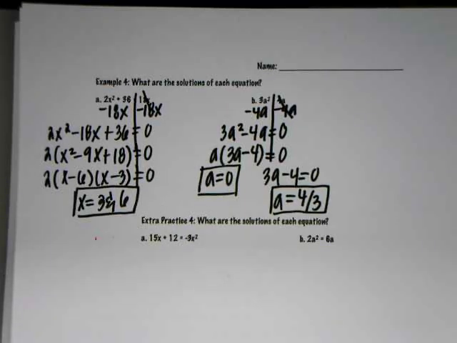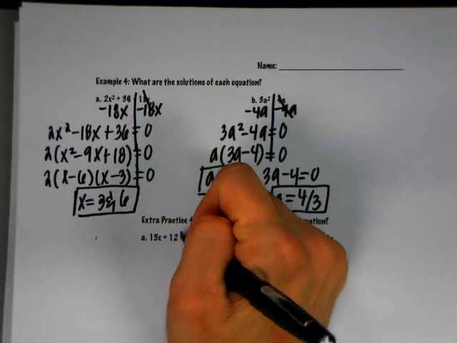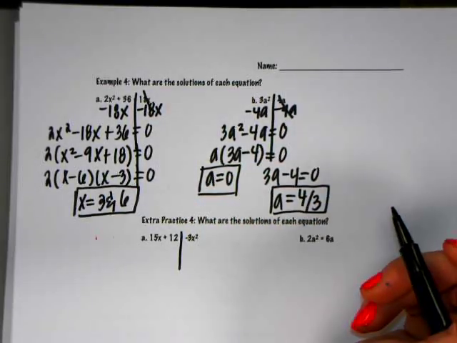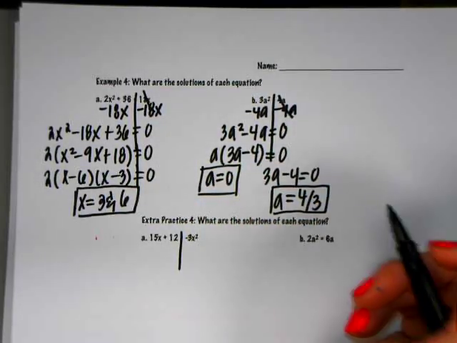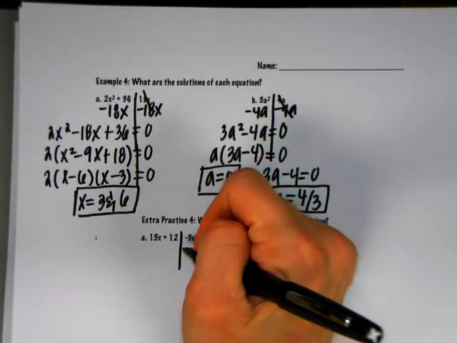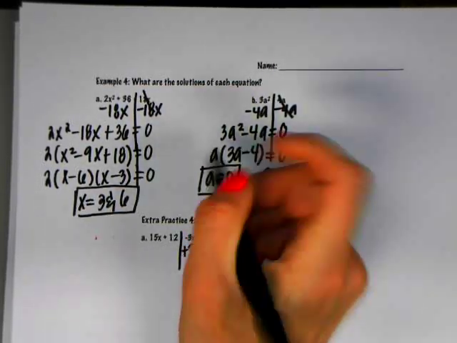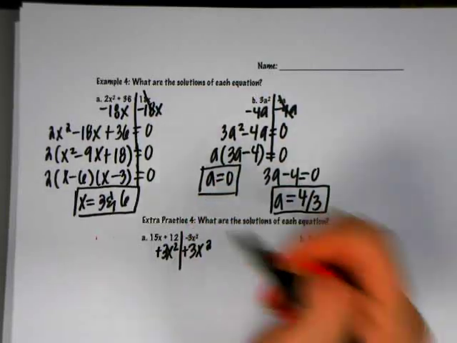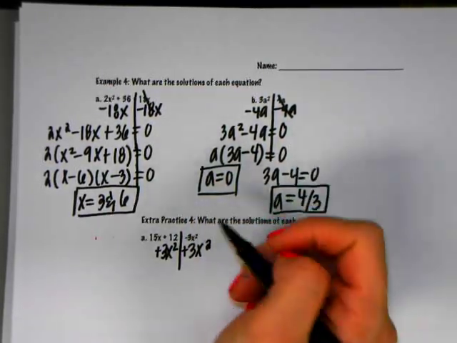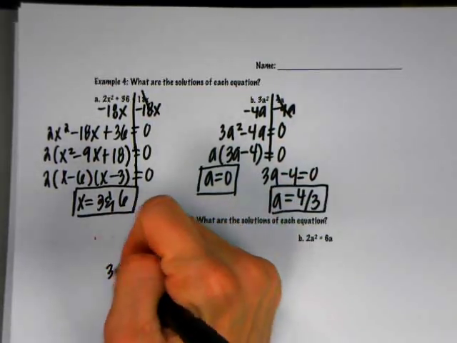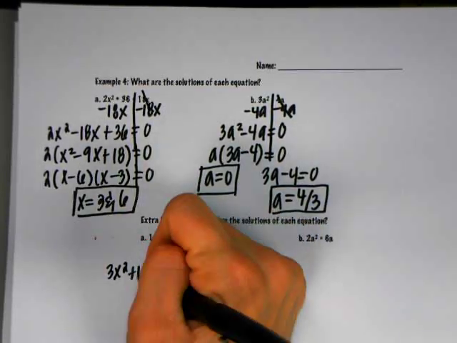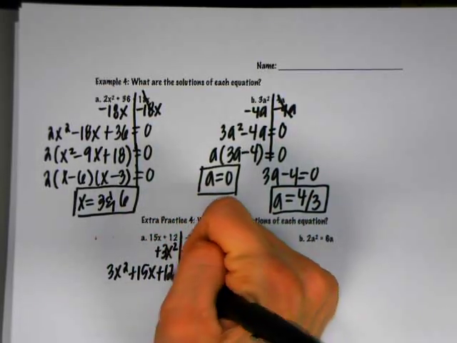All right, let's start going over the first one. What do you guys do first? Find the GCF. Oh no, add a 3x squared. Where's that going to go? On the top. Yep, but where? The first. First, yep. So 3x squared plus 15x plus 12 equals 0.